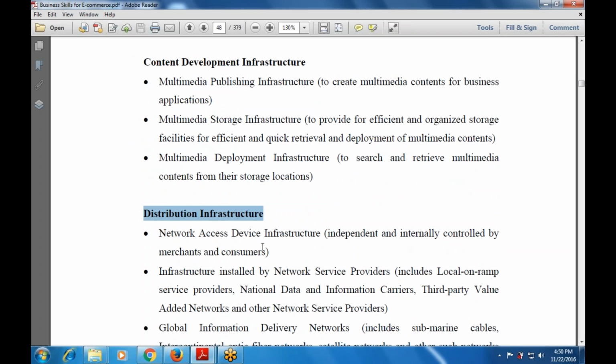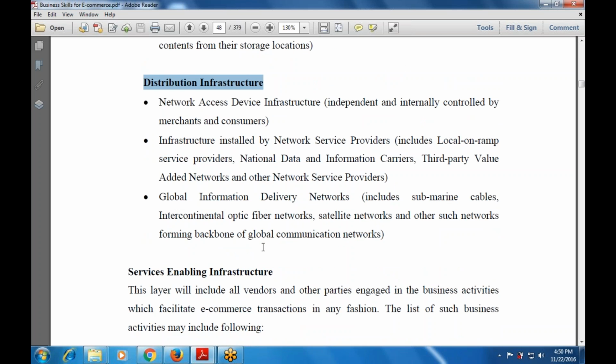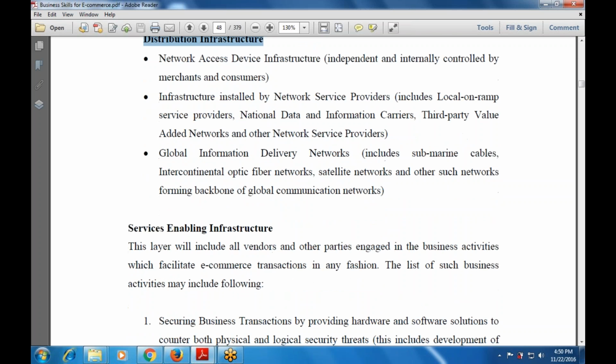Then the distribution infrastructure is used with the network access device infrastructure, which is controlled by the merchant and the customers, and used by the network service provider, with the local ISP service provider, then third party value added networks and the network service providers, that is NSPs. There is also global information delivery, used with submarine cables, intercontinental optical fiber networks, satellite and other networks forming the backbone of the global communication network.